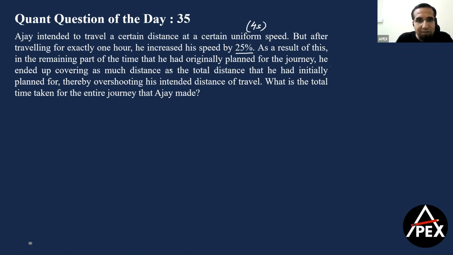Now, since there was an originally planned time, it's very much advisable to take the time as, let's say, 4t. You can take any value. We can also take t here. So I'm taking 4t. Why did I take time? Because I know that the original distance that was planned is speed into time. That is 4s into 4t, which will give you, let's say, 16st was the original distance planned.